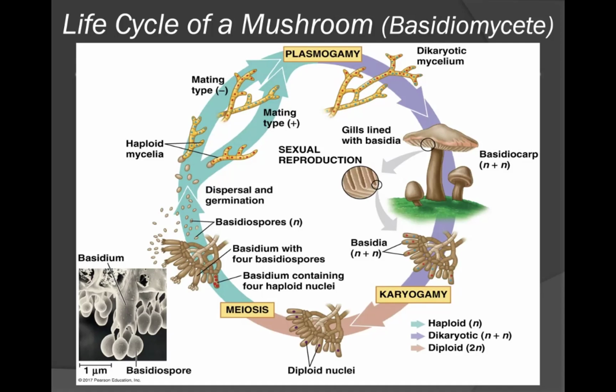Take a look at the inset picture below for a close-up examination of the structure of the basidium with the basidiospores. These basidiospores, once again, are considered haploid, and they can then be released and undergo dispersal and subsequent germination to form their own mycelia.